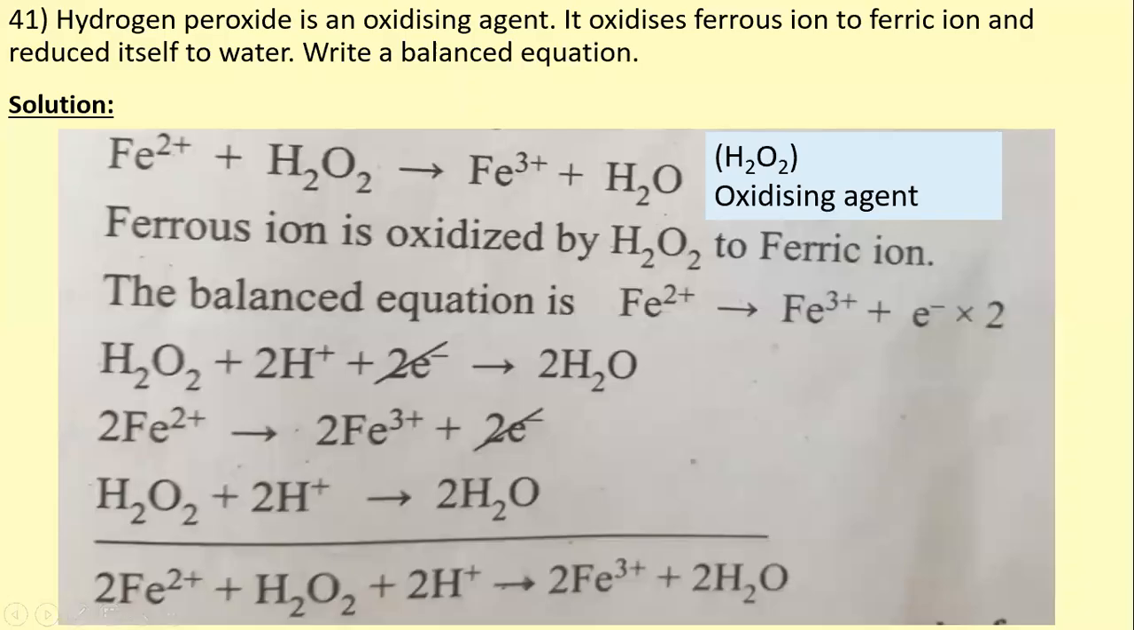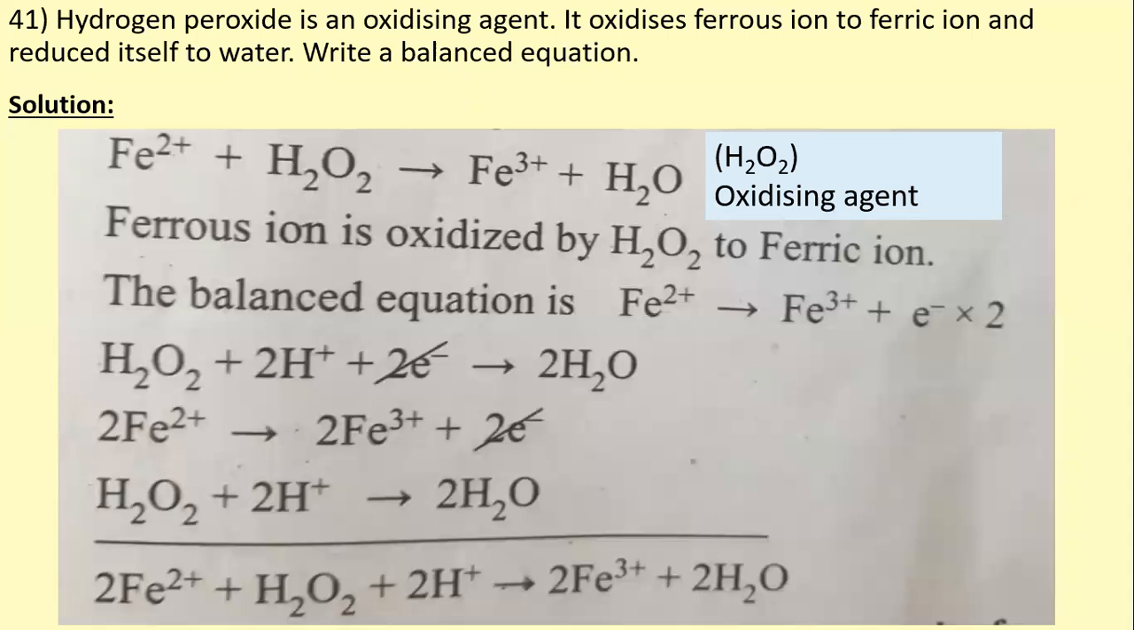See now, question number 41. In this question, hydrogen peroxide is an oxidizing agent. It oxidizes ferrous ion to ferric ion and reduces itself to water. So write the balanced equation. This is the question they asked.